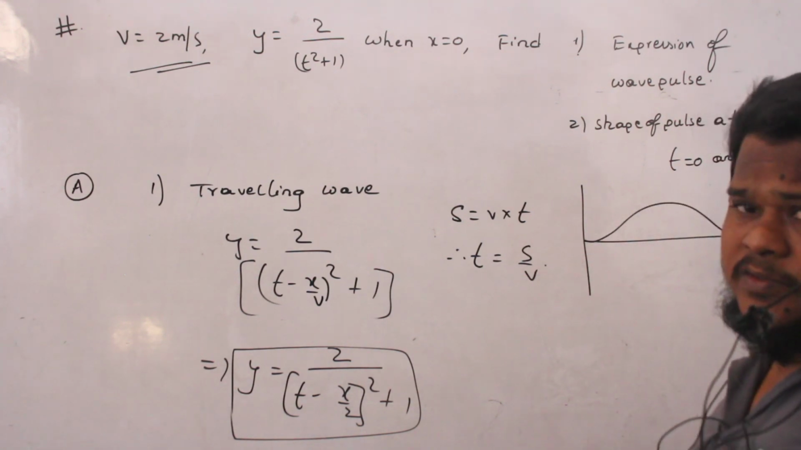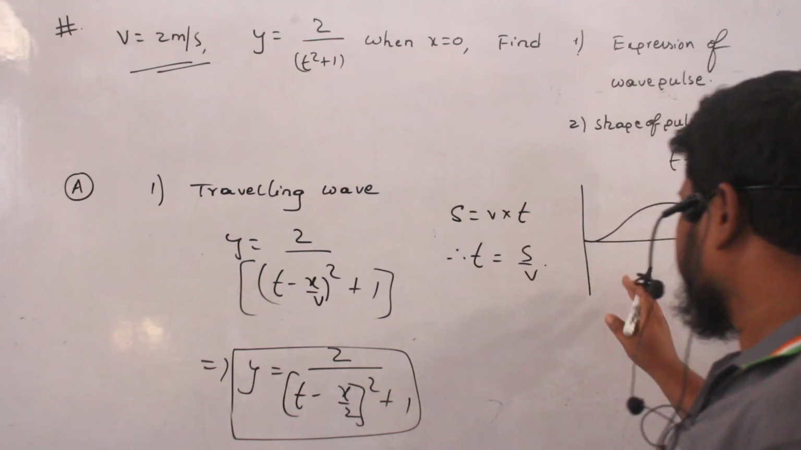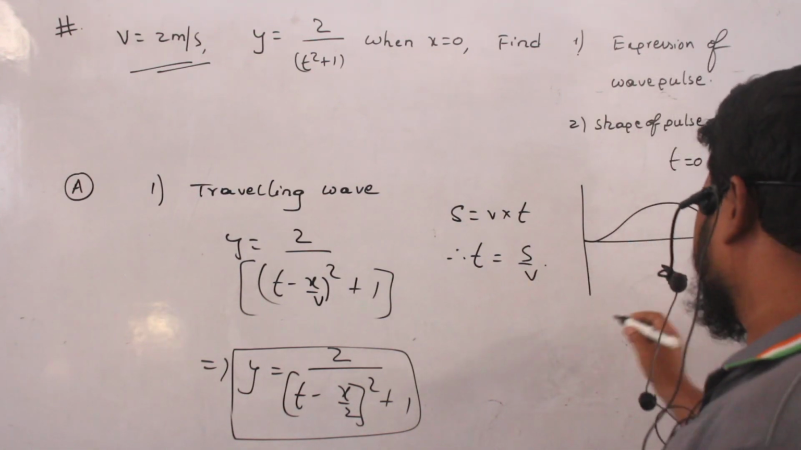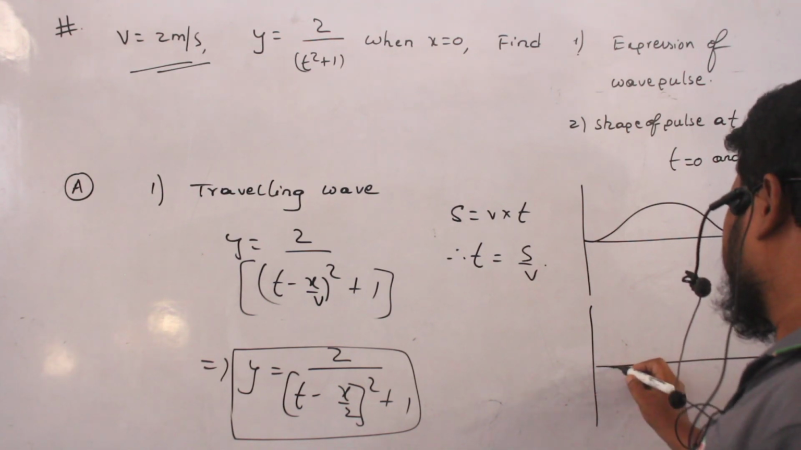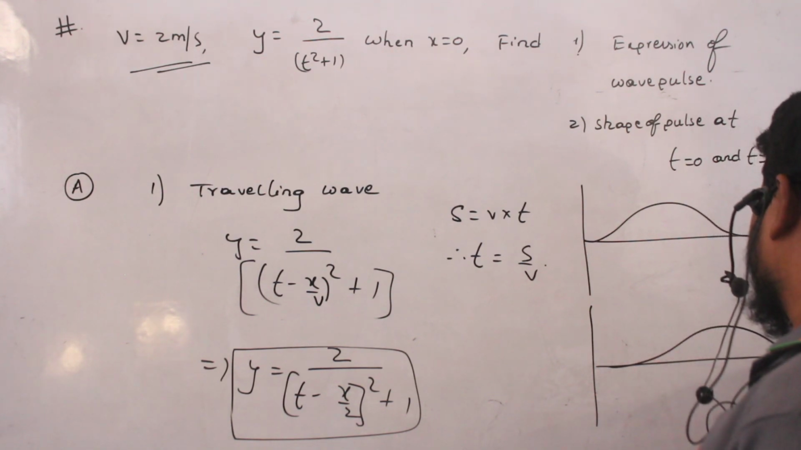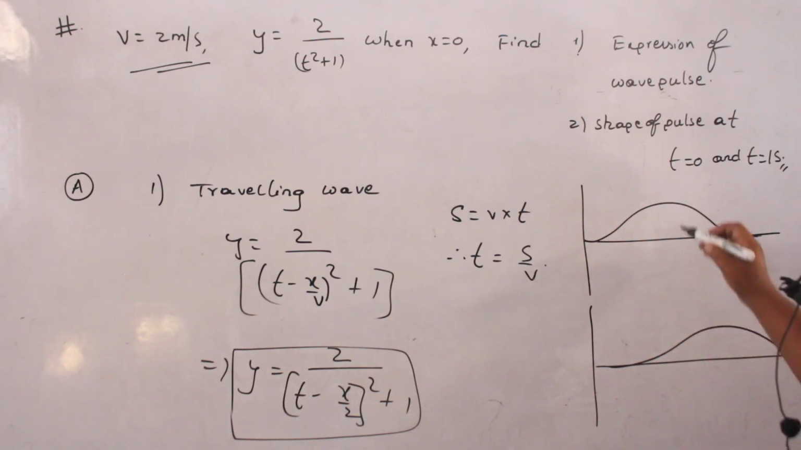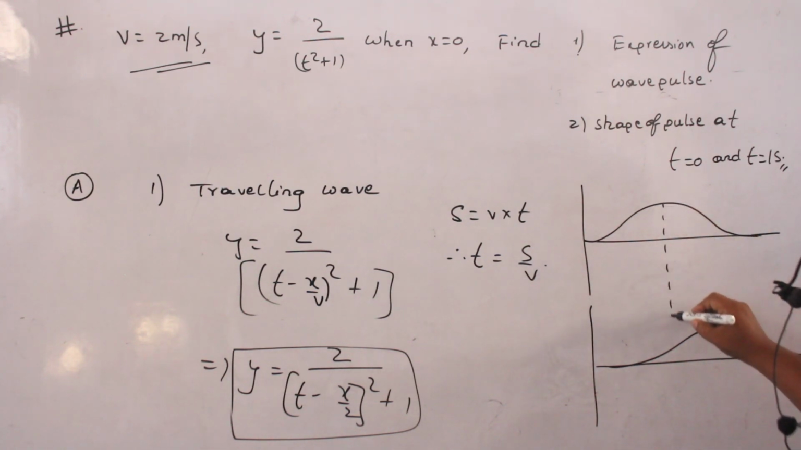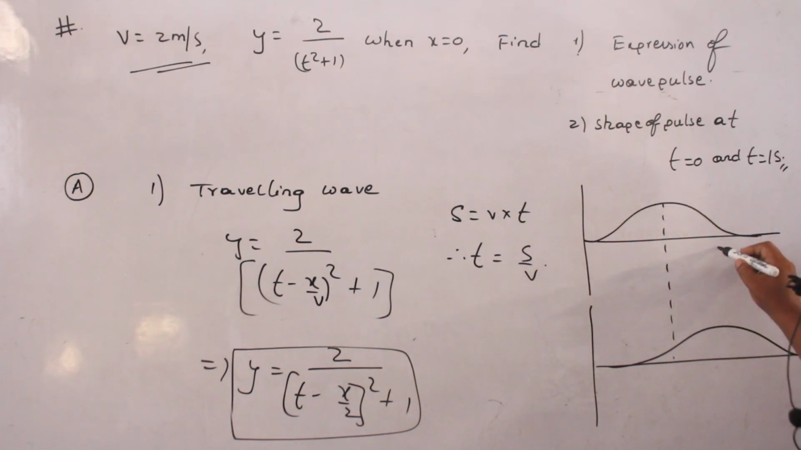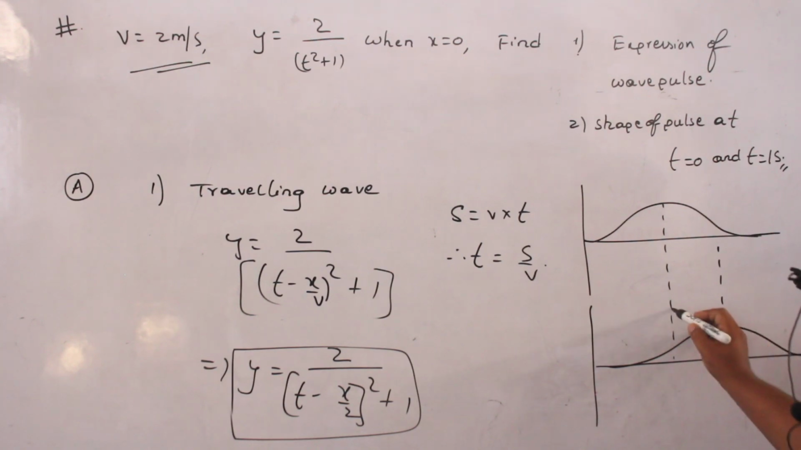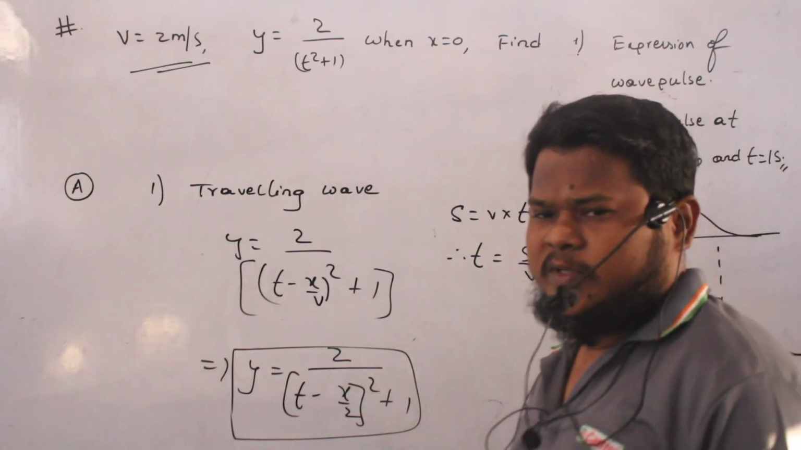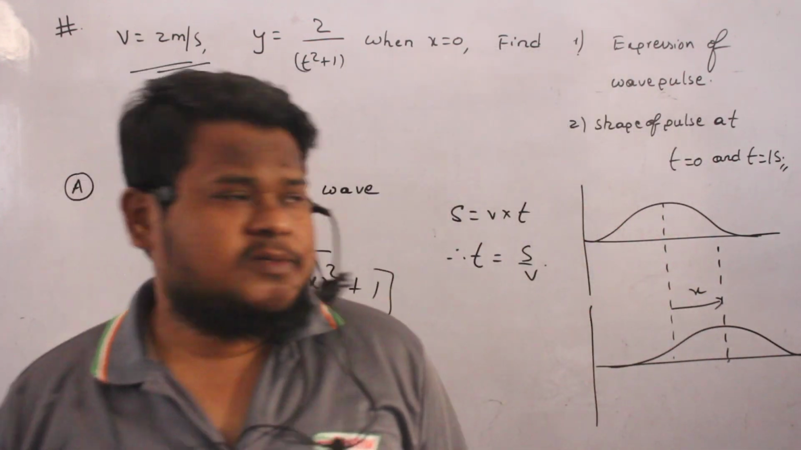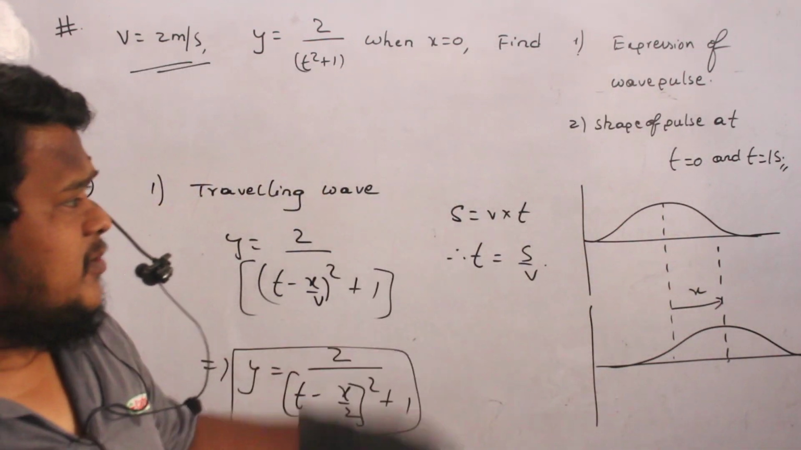So after some time, what will happen to this wave pulse? For example, after some time this wave pulse may travel up to here. Previously, the maximum of the wave pulse was here. Now the maximum of the wave pulse is here. So this is the distance traveled by the wave pulse in a particular time t. Clear? So what does drawing the shape of the wave pulse mean?